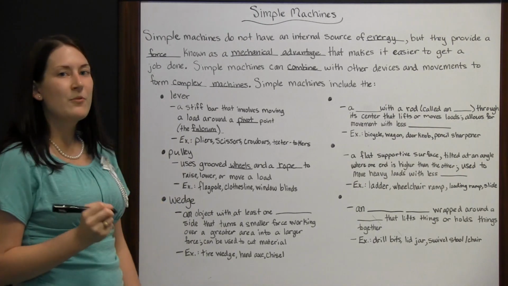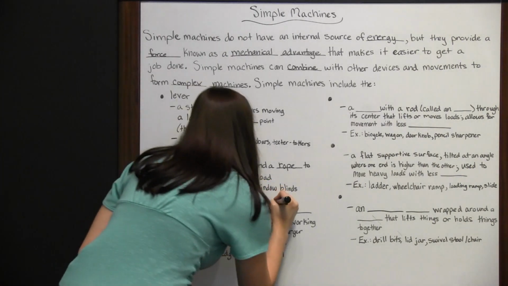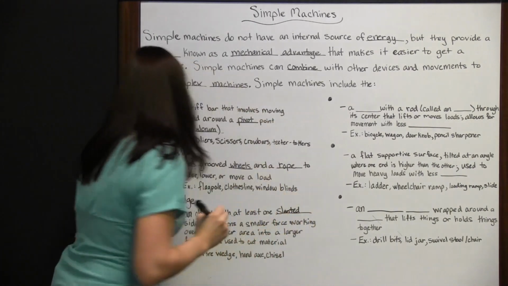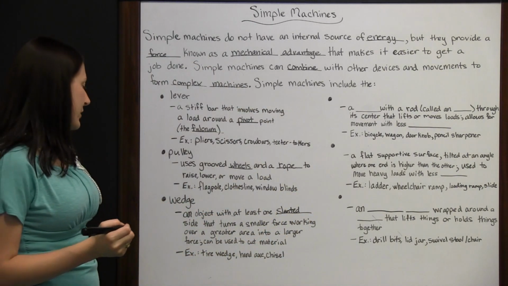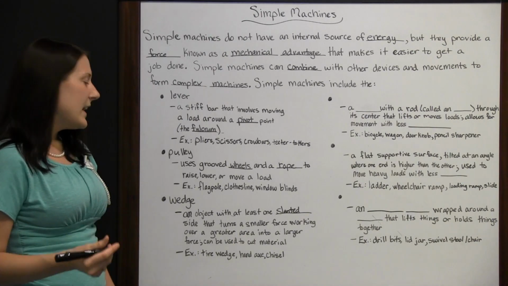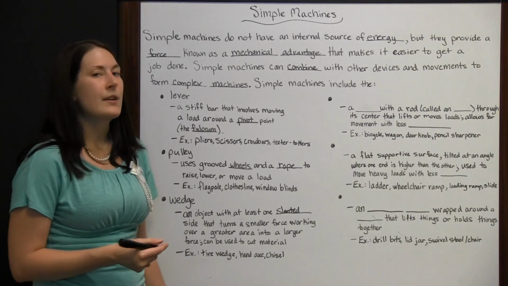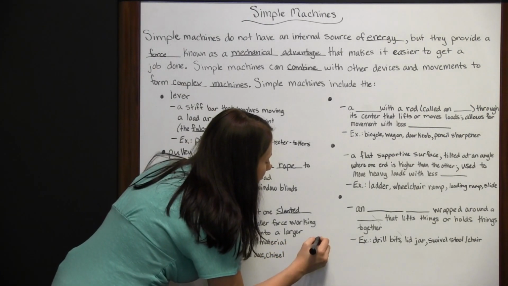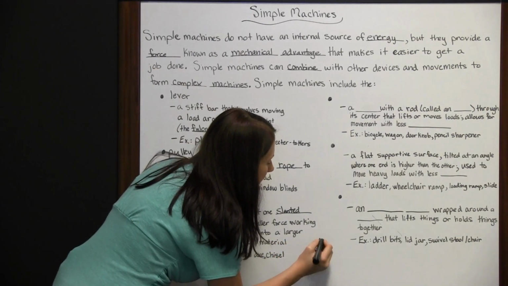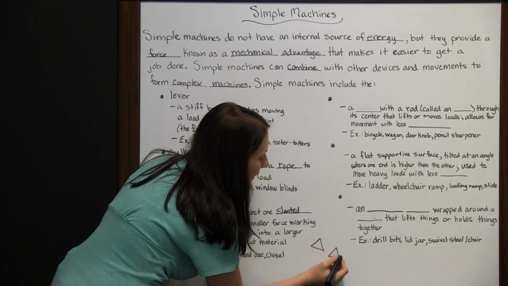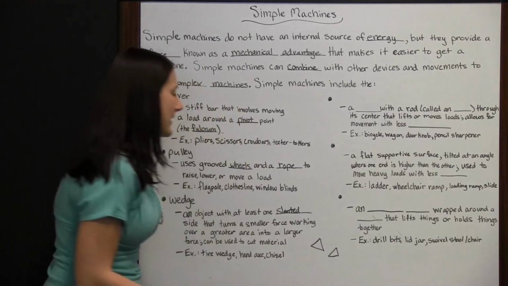The wedge is an object with at least one slanted side that turns a smaller force working over a greater area into a larger force. And it can also be used to cut material. And what that means is that whatever you have that's wedge-shaped is going to be maybe like a triangle like that, or if it sits flat on the ground, it at least has this one slanted side.